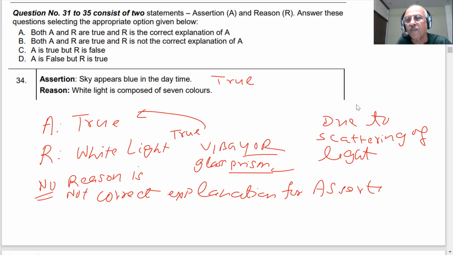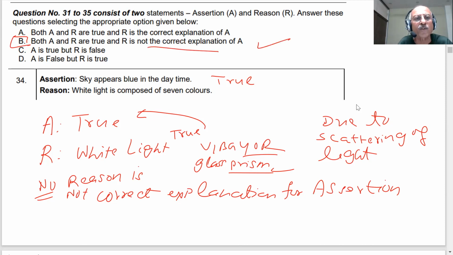Because the reason for the sky appearing blue is scattering of light, not that light consists of 7 colors. Therefore, both A and R are true, but R is not the correct explanation. Then what is the answer? Both A and R are true, student, but R is not the correct explanation.